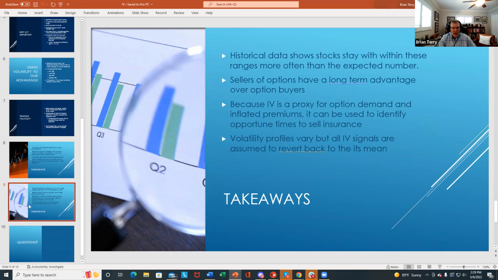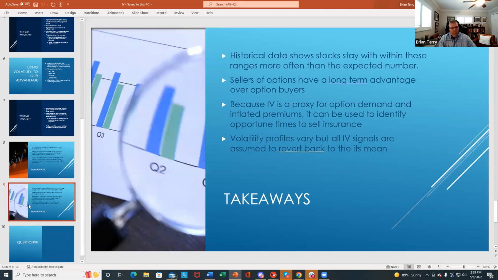And sellers of options, this is probably the key thing. Sellers of options have a long-term advantage over option buyers. And the reason for that is, in order to be profitable buying calls or buying puts, we have to be right in not only the direction that we bet, but also how fast and how much it moves.